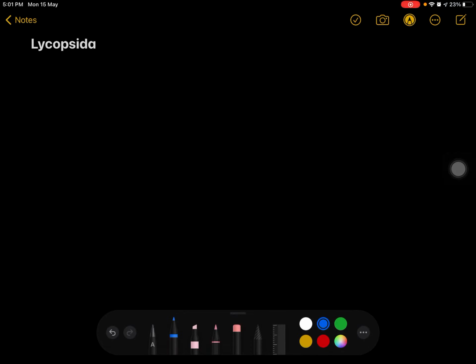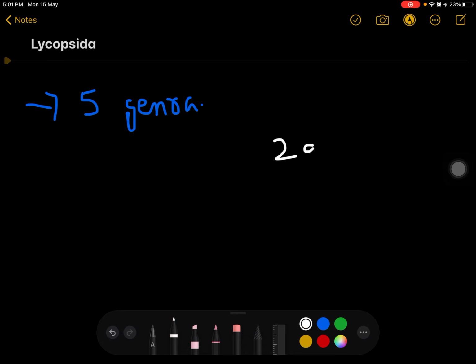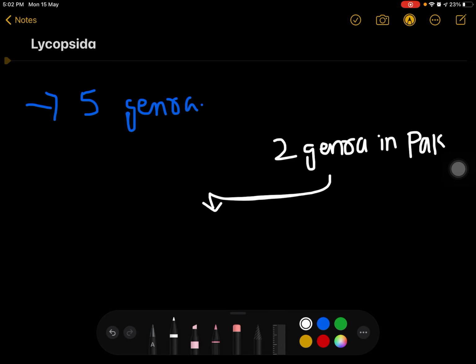So today we will talk about the Lycopsida, which is basically one part of seedless vascular plants. It has five genera, right? But out of only five, two are found in Pakistan, right? So two genera in Pakistan.